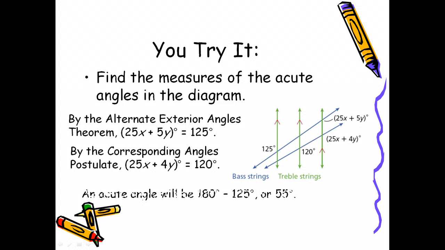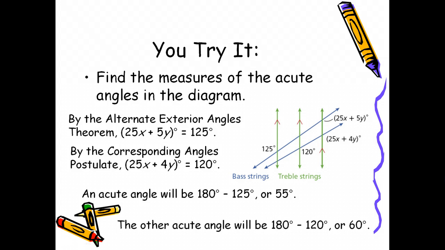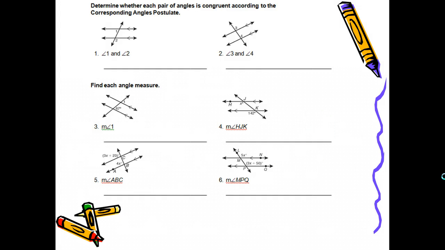Solving this, we know that an acute angle will be 180 degrees minus 125, or 55 degrees. The other acute angle will be 180 degrees minus 120, or 60 degrees. Let's look at some more problems.